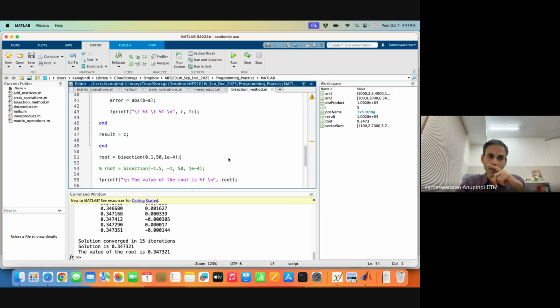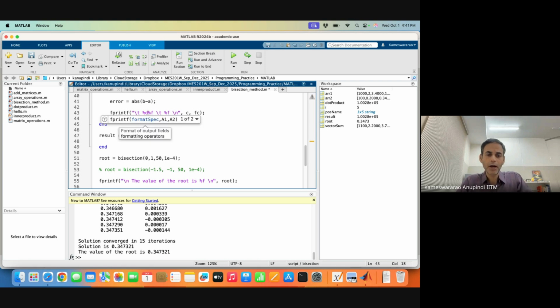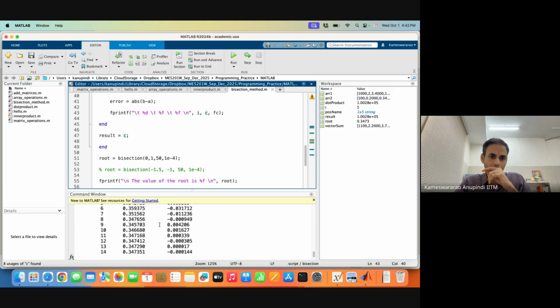Okay, now let us say I can, of course, increase. We might be interested in knowing how many iterations there are, and which iteration has what value. Then I can put this in and say this is my I value, and so on, and I can run this. Now you see 14 iterations, every iteration value it has printed, and at the 15th iteration it has converged.